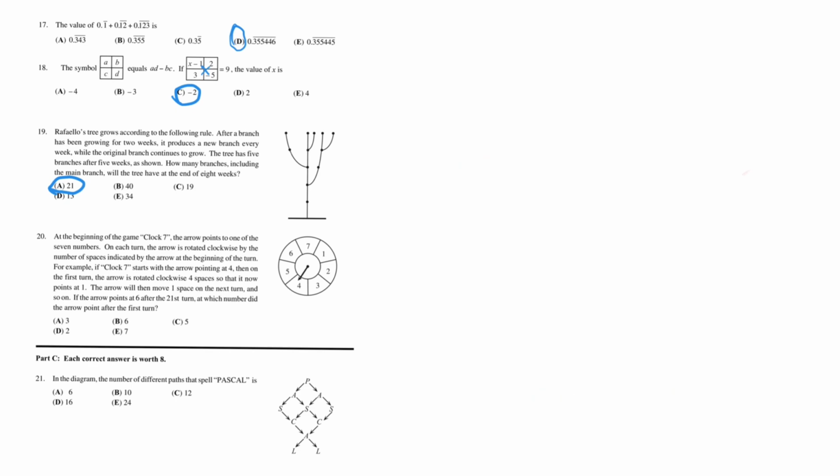Number 20. At the beginning of the game clock 7, the arrow points to one of the 7 numbers. On each turn, the arrow is rotated clockwise by the number of spaces indicated by the arrow at the beginning of the turn. For example, if clock 7 starts with the arrow pointing at 4, then on the first turn, the arrow is rotated clockwise 4 spaces so that it now points at 1. The arrow will then move 1 space on the next turn and so on. If the arrow points at 6 after the 21st turn, at which number did the arrow point after the first turn?